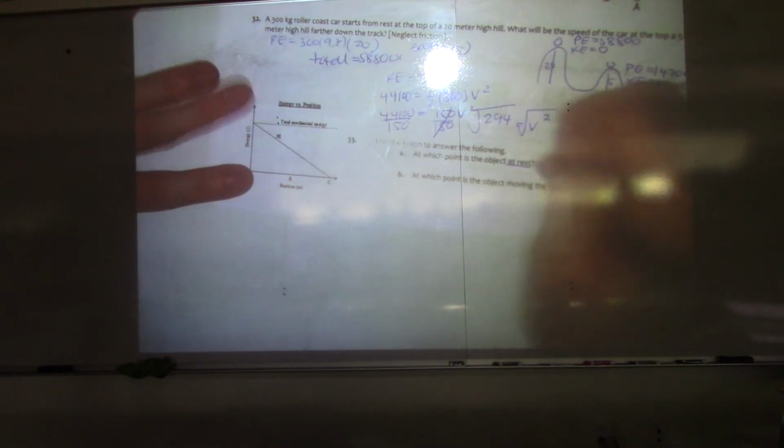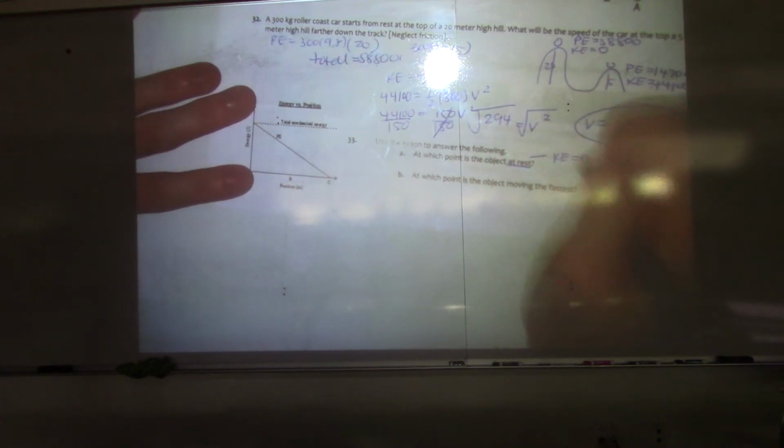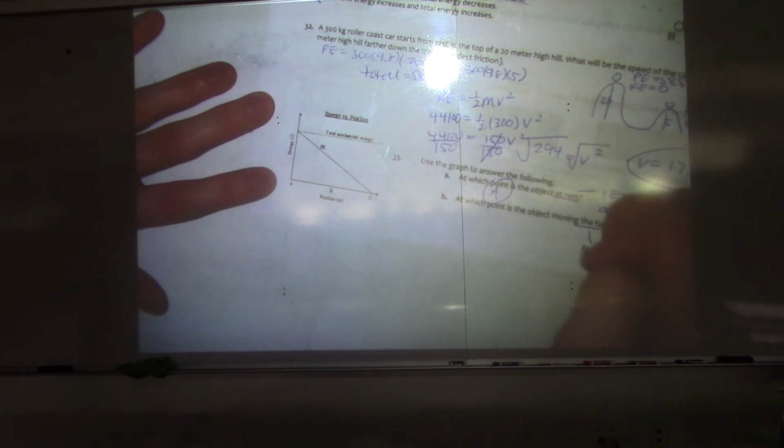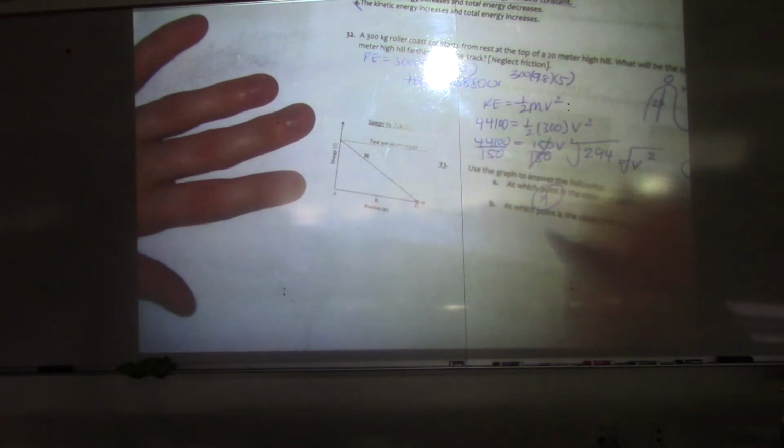Alright, when it is at rest is when your kinetic energy is 0, so it should be all potential. So where your potential is greatest, that is at point A. When it is moving the fastest, that means you have the most kinetic, which would be when you have the least potential. So when potential energy is 0, that's point C.